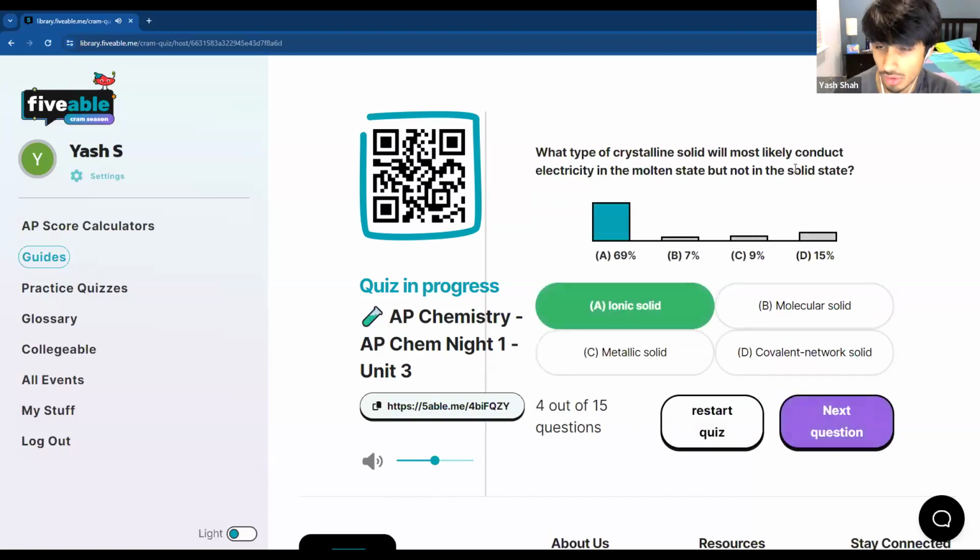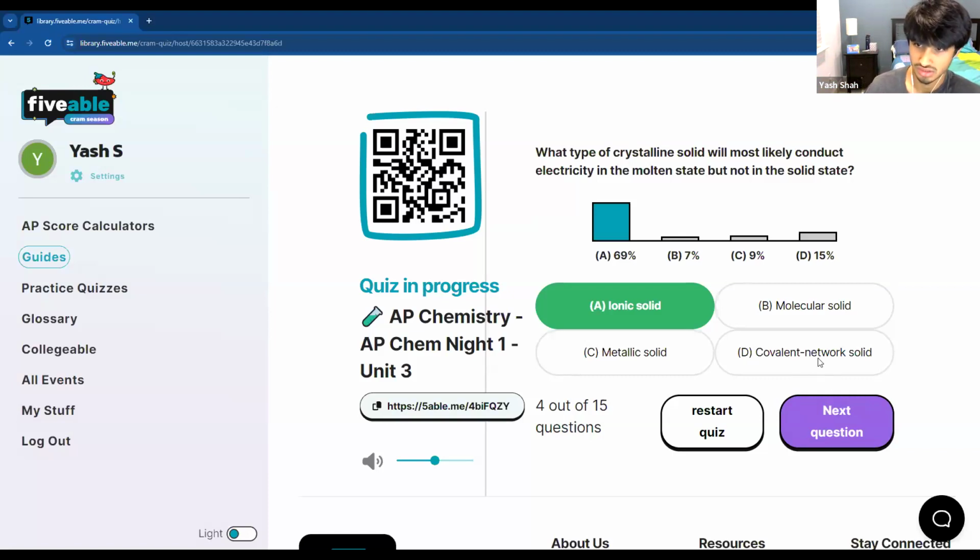All right, so this one was a little bit more tricky for us. This is a common thing they'll ask. A solid that can conduct electricity in the molten state, but not in the solid state, always refers to an ionic solid. In an ionic solid, in the solid state, it is very organized and the individual ions are not able to move. But when you melt it down to the molten state, these individual ions are able to move, and therefore they are able to conduct electricity.